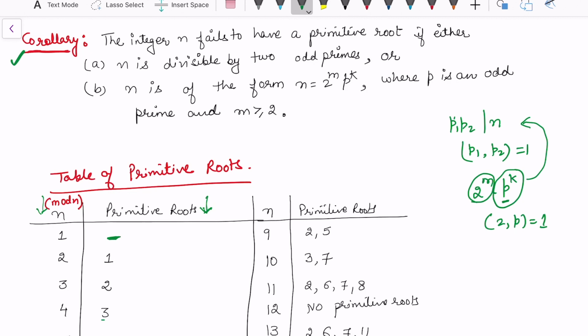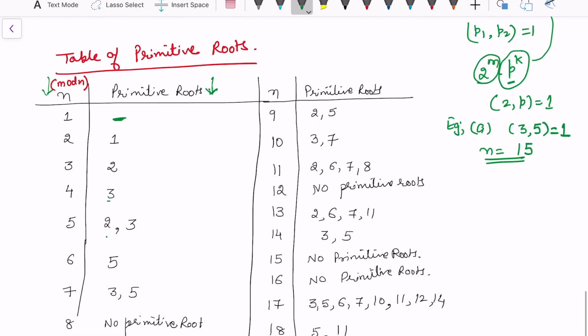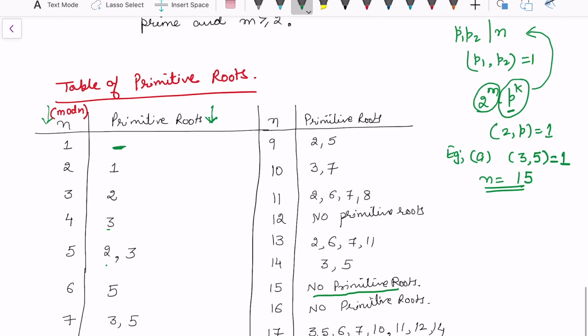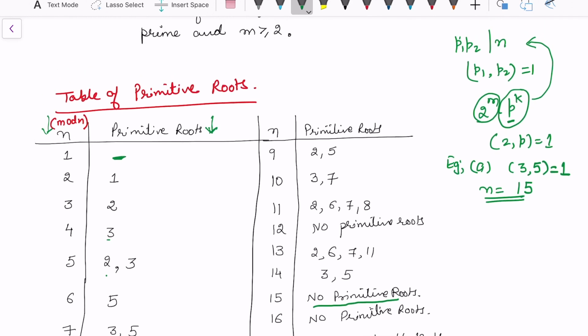Now let me take a few examples for the first case. So, example for case A. Let me take the smallest odd primes 3 and 5. GCD of 3 and 5 is equal to 1. So this means when I take the product of 3 and 5, the number n is equal to 15. 15 has no primitive root, and we can see this from the table. Whenever we have a number n that is divisible by the product of two odd primes, n will not have a primitive root.